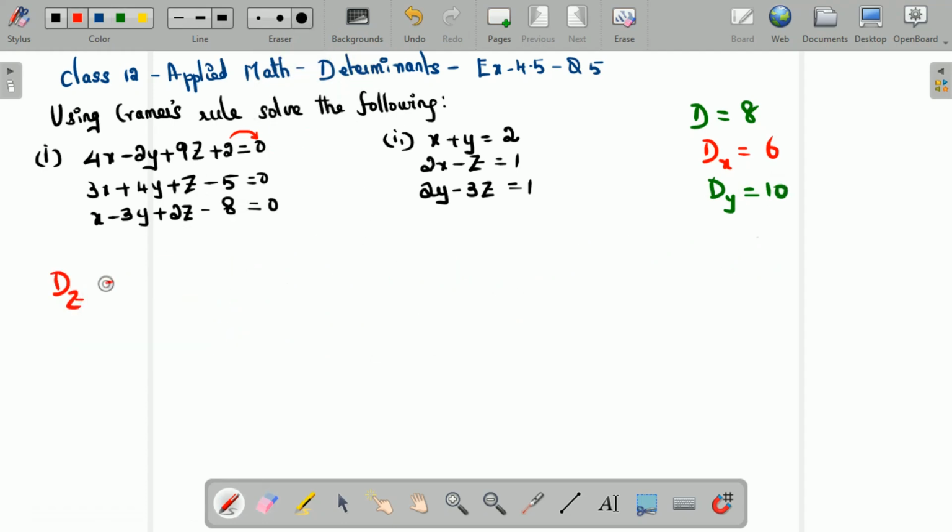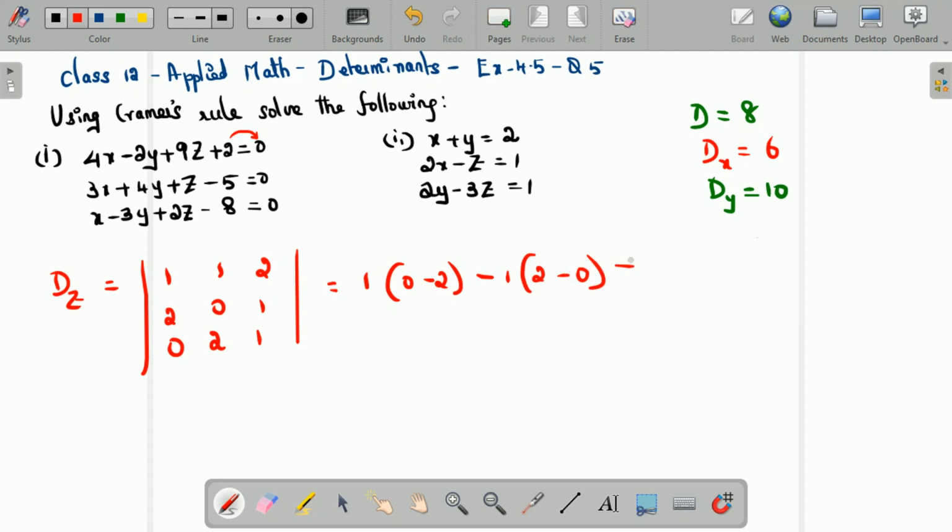dz is going to be, the first column is going to remain as such. So 1, 2, 0. The second one is 1, 0, 2. As far as the z column, we are replacing it with 2, 1, 1. Now let's evaluate. So this is 1 into 0 minus 2. Minus 1 into 2 minus 0 plus 2 into 4 minus 0. So in this case, it is minus 2 into 1 minus 2. Again, this is a minus 2. This will be plus 8. So the final answer for dz will be equal to 4.